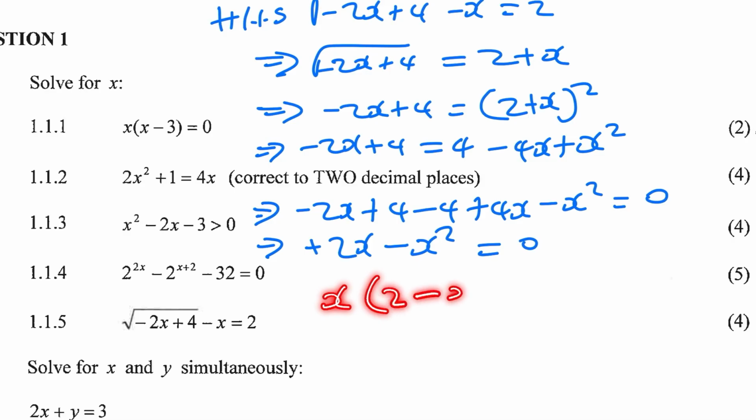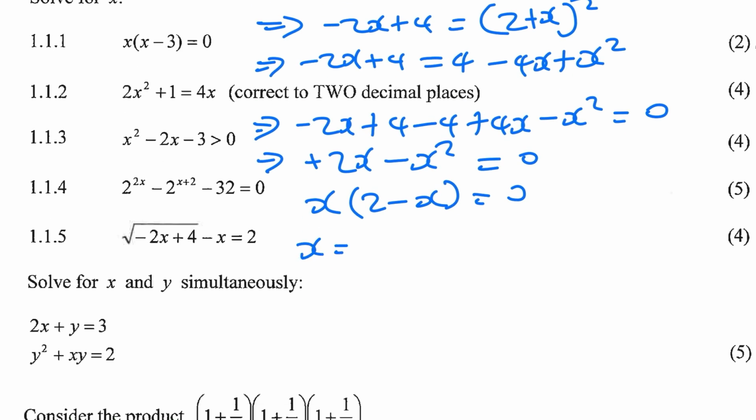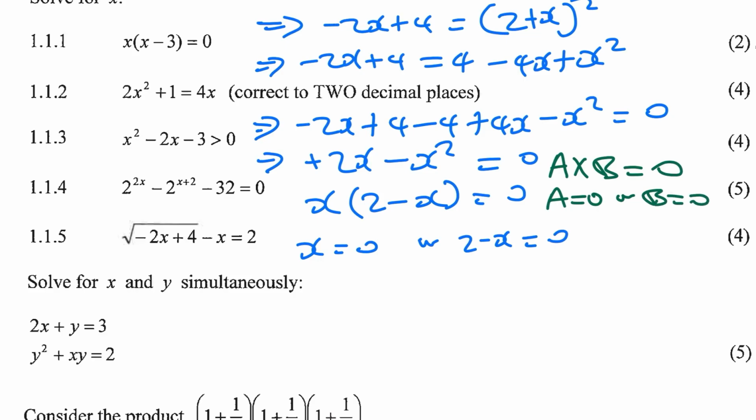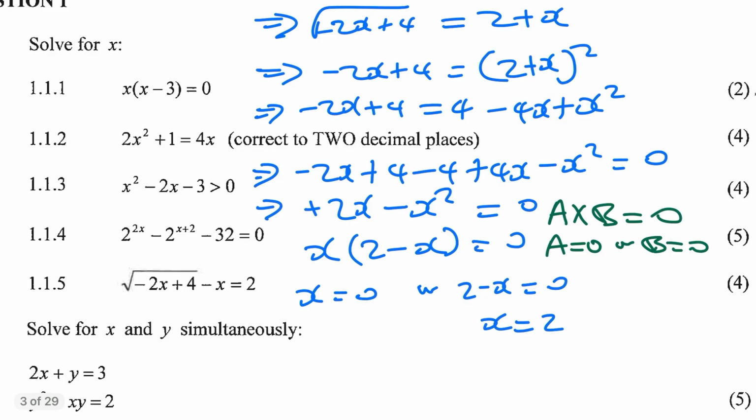Factor out x, it's going to be x(2 minus x) is equal to 0. So if you factor out x, then x equals 0, or 2 minus x equals 0. Remember our note, we said if you have a times b is equal to 0, therefore a is equal to 0 or b is equal to 0, either or. Okay, so therefore x is equal to 2. Are we making sense?